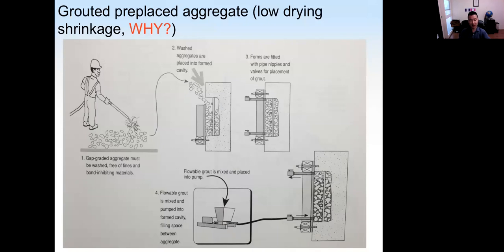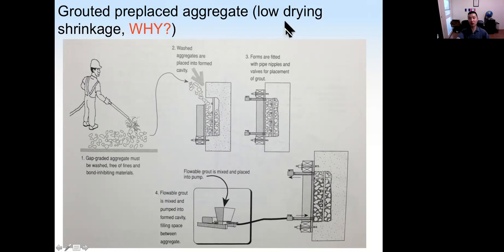This is another method called grouted pre-placed aggregate. In this method, the aggregate is placed into the formwork first. We set up the formwork, we place the aggregate, and then the forms are fitted with pipe. And then we use a flowable grout to pump the repair materials into the cavities. So also we need to seal the formwork.